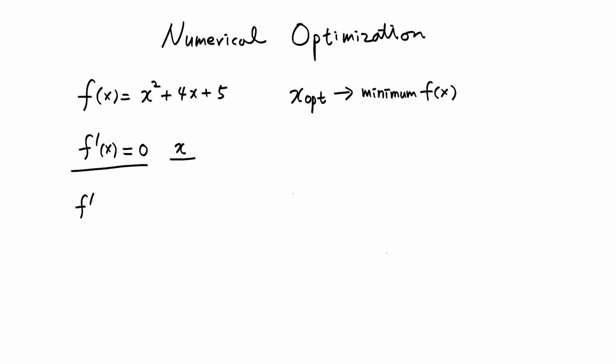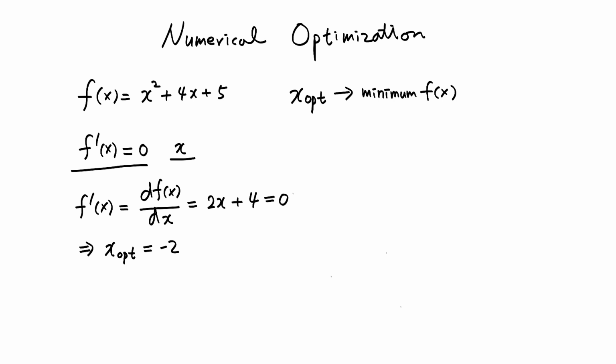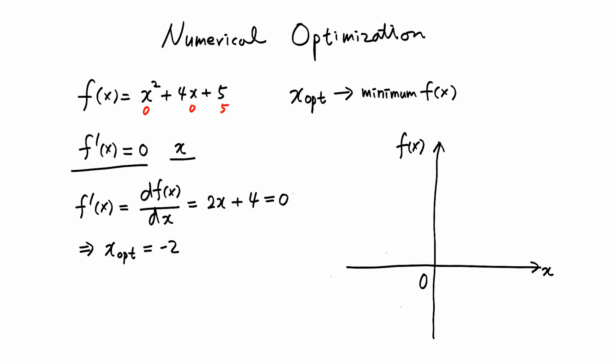So what is f prime of x, or df(x)/dx, which is the derivative of f(x) with respect to x? It is 2x plus 4. And you let this equal to 0, then you have this x optimal, which is minus 2. Now we can plot this function. If x is 0, we have 5 here. So when x is 0, we will have 5. And we know that when x is negative 2, which is this point here, we will have a minimum.